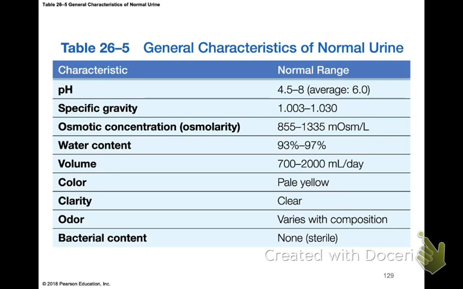Specific gravity is a measure of how concentrated the solutes are. The specific gravity of pure water is 1. So 1.003 is barely any solute. It's almost completely water. But the high end of the range for humans, 1.030, is only 10 times as much, and that's still not a lot of solute. So our urine is mostly water no matter what we do with it. Osmotic concentration, water content, volume, color, clarity, odor, bacterial content, of course, should be none.